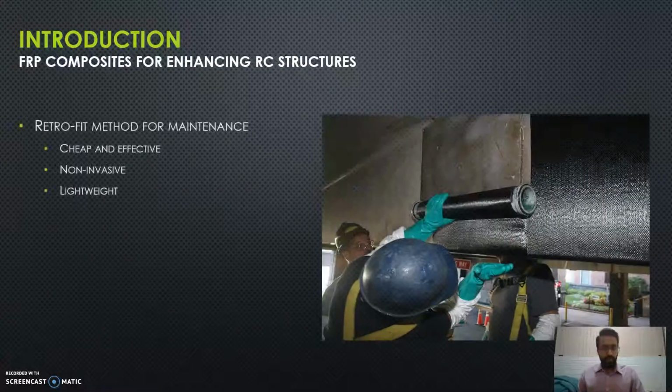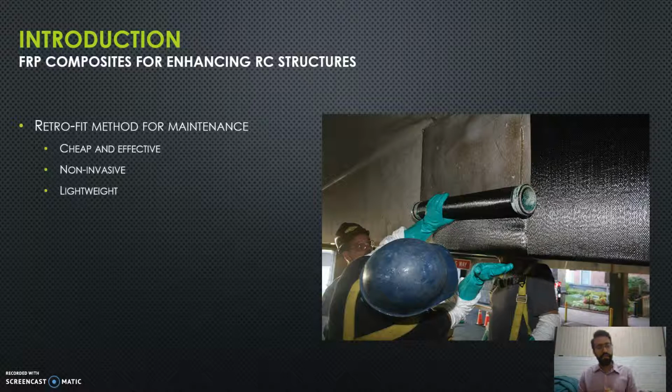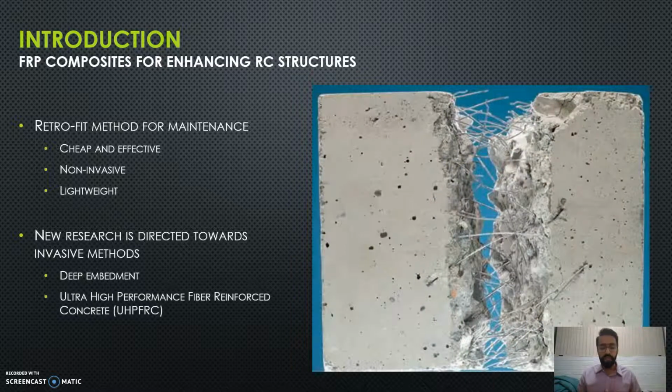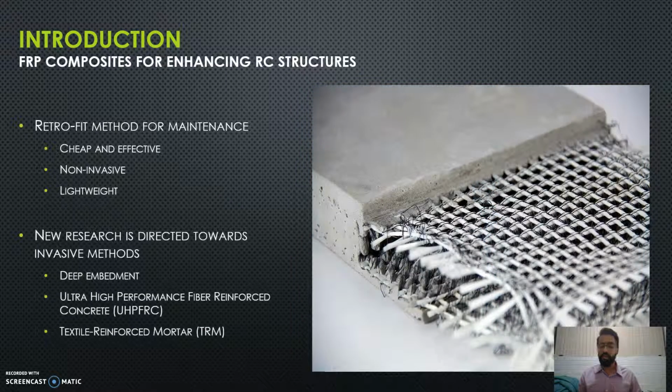Now, within reinforced concrete structures, the most common method of FRP application is the retrofit method, which involves just applying epoxy resin onto the surface of the RC structure and then applying FRP sheets along the epoxy resin. Now, it is a cheap and effective method, but it is non-invasive, and the latest research that is going on is focused on invasive methods, which includes deep embedment, ultra high performance fiber reinforced concrete, and textile reinforced mortar.